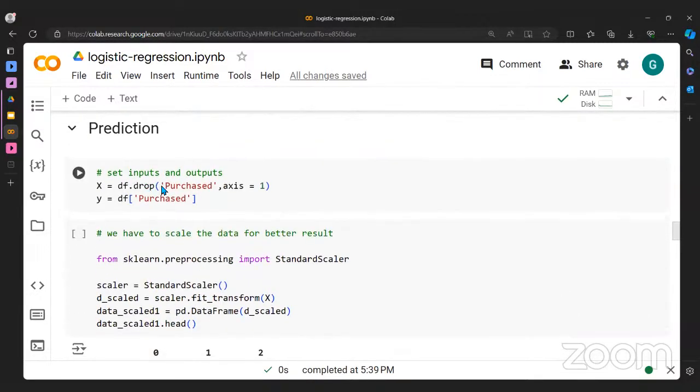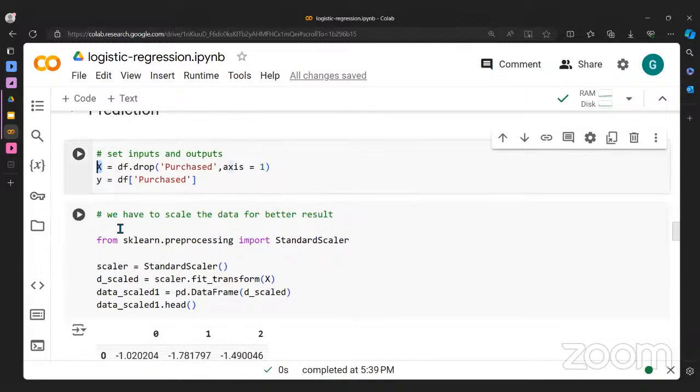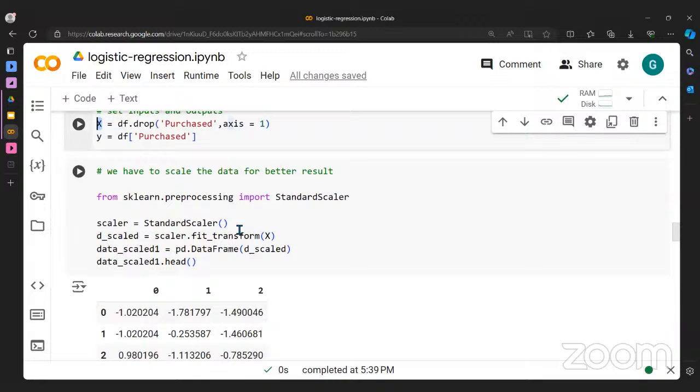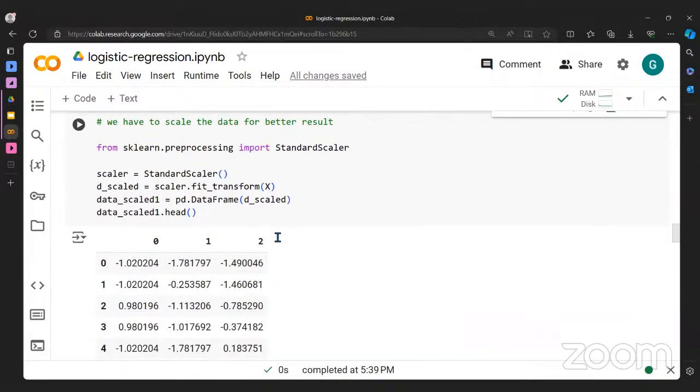Okay, after we've dropped the target value, we assign the remaining features to our X. Then our target has been assigned to the y variable. Then we have to normalize the data. You have to put everything into a normalized form so that maybe one column is not having a different set of range from another one.